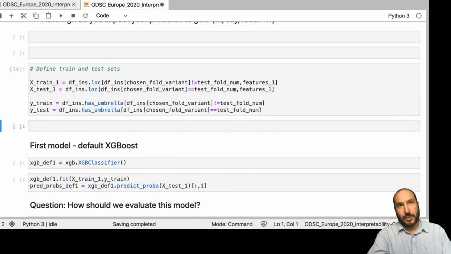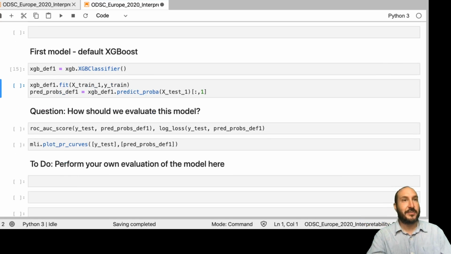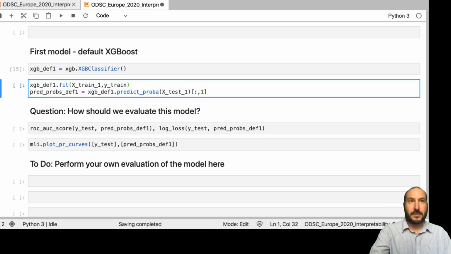So we're going to define our training and test sets. I just use these fold numbers to define them. We've got an 80% train and a 20% test, because I picked 4 folds to be train and 1 fold to be test. To get started, I'm just going to use XGBoost with whatever the default settings are. So I define my XGBoost classifier, again using the default settings, fit the model to my X and Y, and then predict the probabilities out.